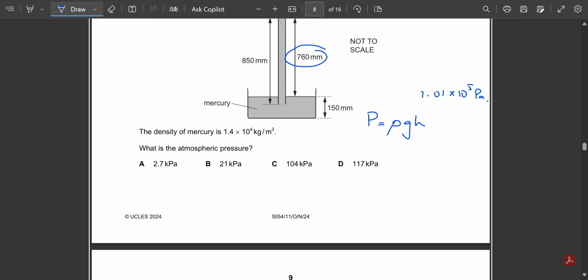Okay, so to calculate this, we have a density 1.4 times 10 to the power of 4. We have g, which we're going to take as 9.81, and then it is 760 times 10 to the power of minus 3. Since it is in millimeters, I'm converting into meters. So now if I multiply them all together, what will I get? Let's see. This is 9.81 times 1.